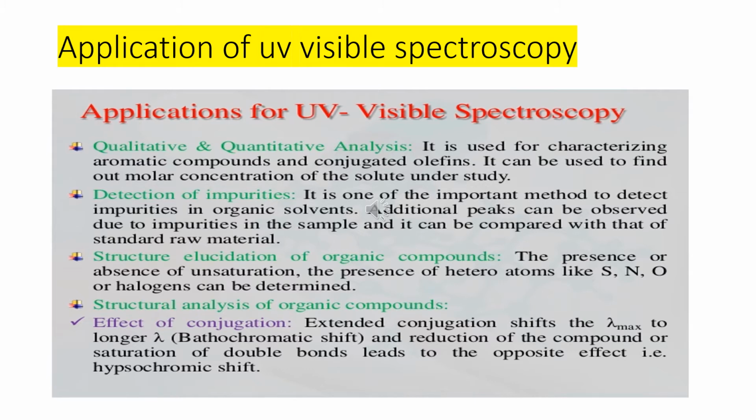Structure elucidation of organic compound. The presence or absence of unsaturation, the presence of heteroatoms like sulfur, nitrogen, oxygen or halogen can be determined. Structural analysis of organic compound. Effect of conjugation: extended conjugation shifts the lambda max to longer wavelength, that is bathochromic shift, and reduction of compound or saturation of double bond leads to the opposite effect, that is hypsochromic shift.